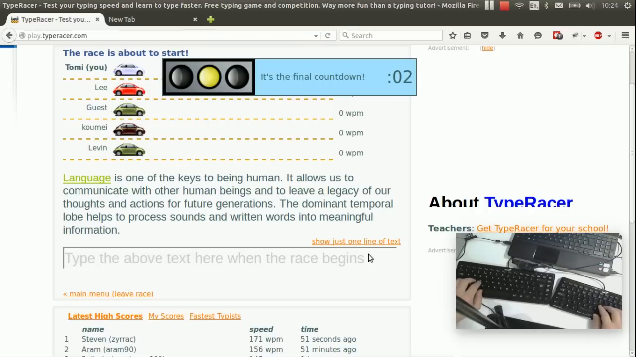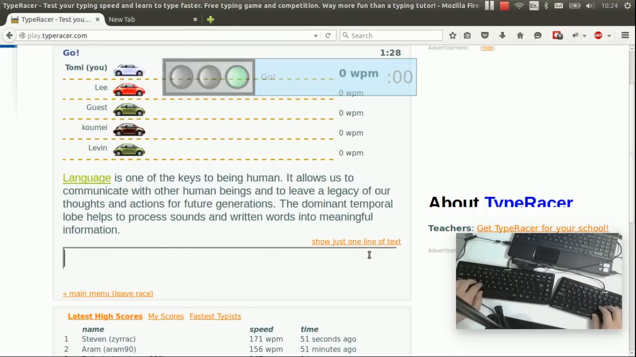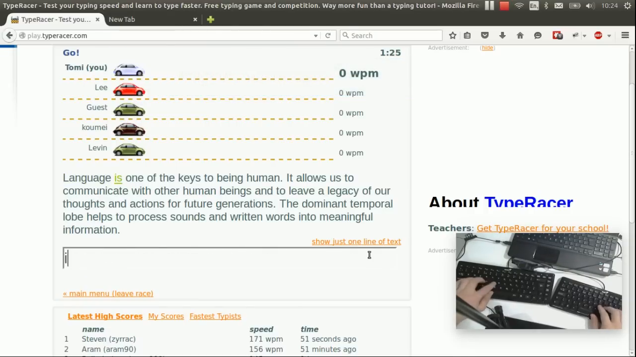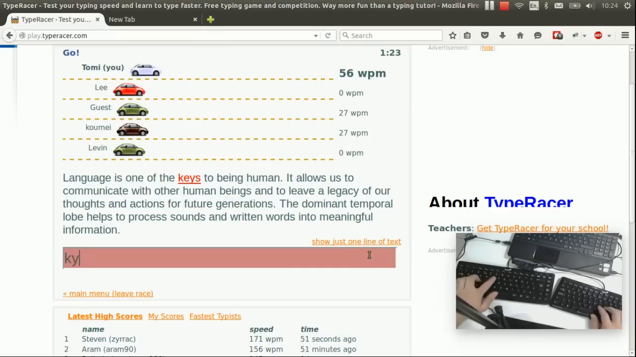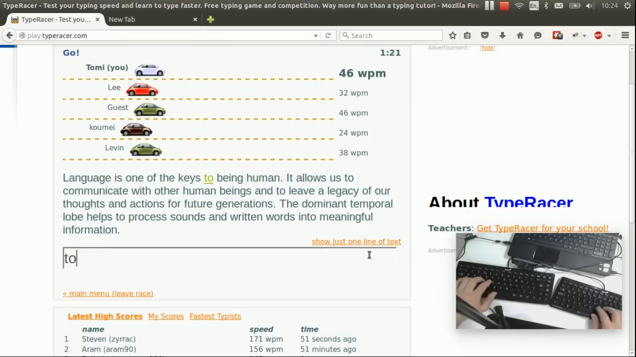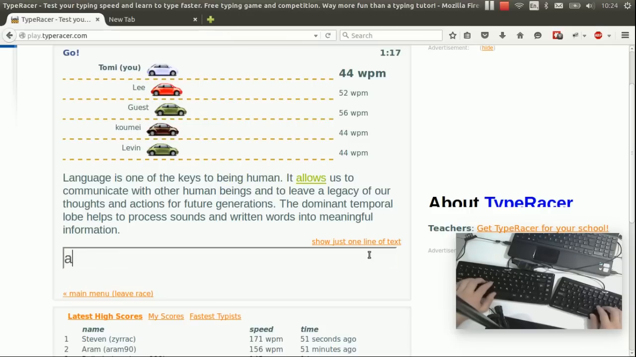Here's an example of me playing TypeRacer. I use half of the layout of one keyboard for the left hand and the other half of the layout of the other keyboard for the right hand. It's the same dynamic solution a split keyboard provides.